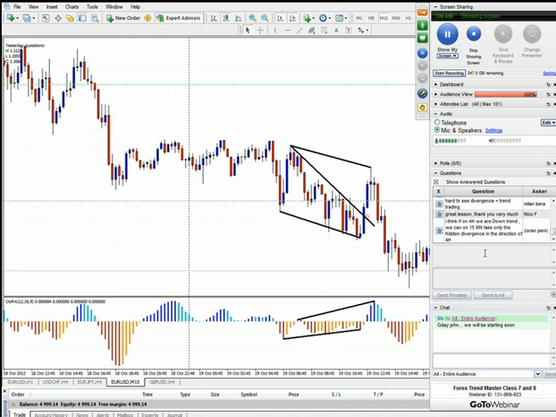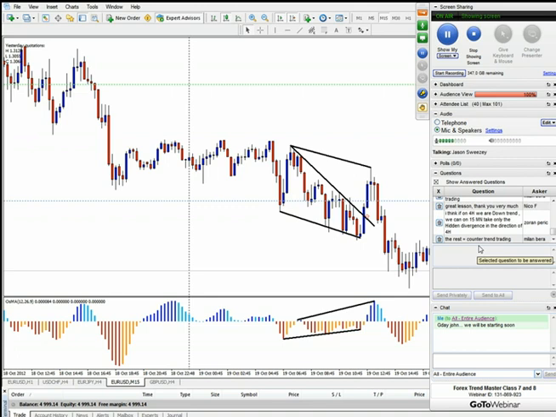You're welcome, Nico. Okay, so here's one from Zoran. I think if on a 4-hour we are in a downtrend, we can on 15-minute take only the hidden divergence in the direction of the 4-hour.